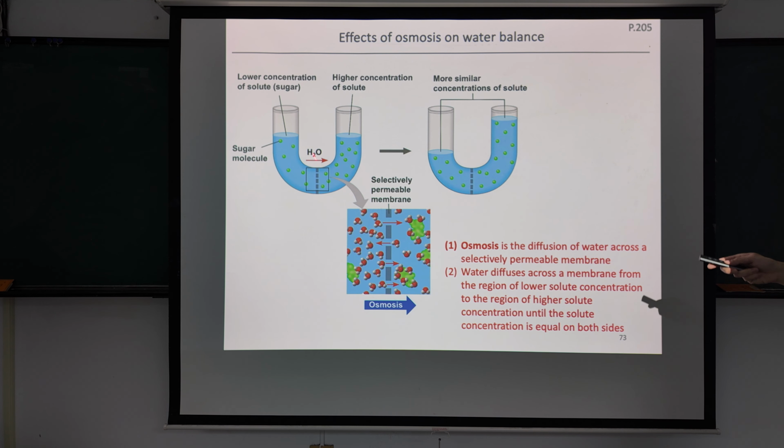But you can see in this, there will be two pools separated by this selectively permeable membrane, right? As I mentioned before, sugar cannot go across. Water can freely go between these two pools. So water can go, but sugar cannot. And then you put more sugar here, less sugar here. What happened?